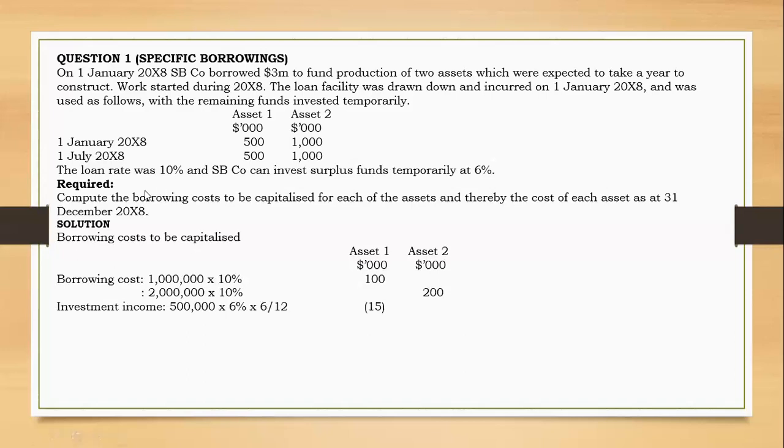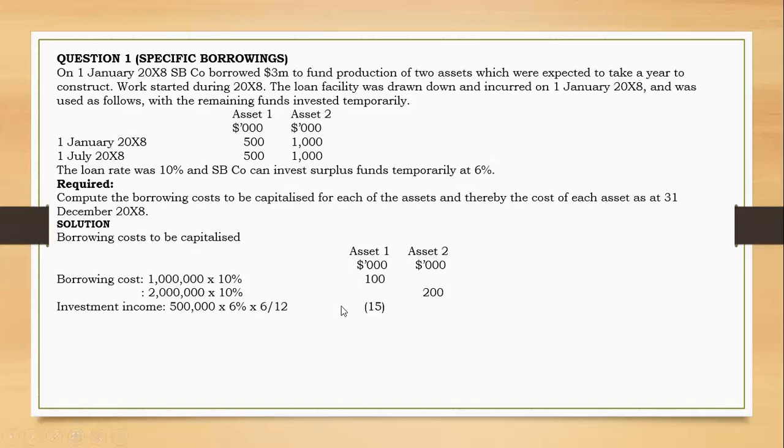Now, to obtain the investment income, you ask yourself, for asset 1, I used $500,000 on 1st January, but I needed another $500,000 on 1st July. So I waited 6 months. I could have invested this $500,000 for 6 months before needing it. So you just take $500,000 times 6%, that is investment income, but only for 6 months.